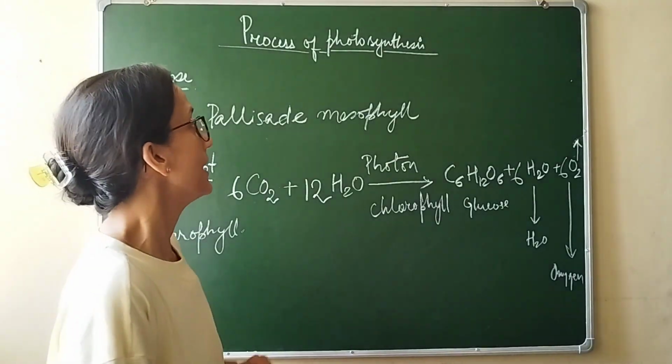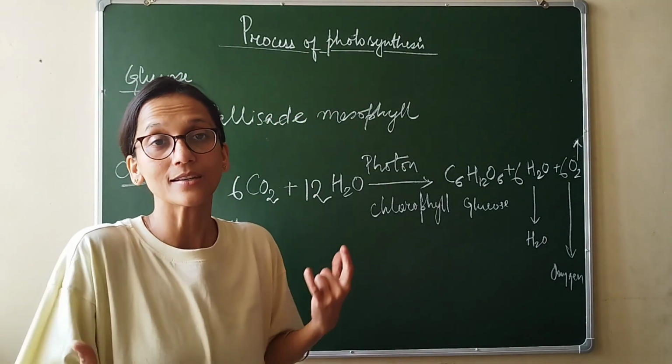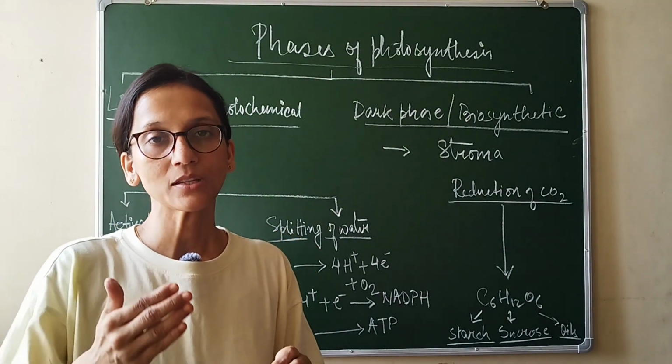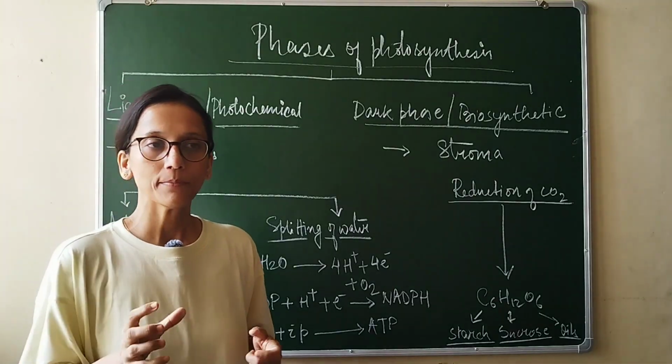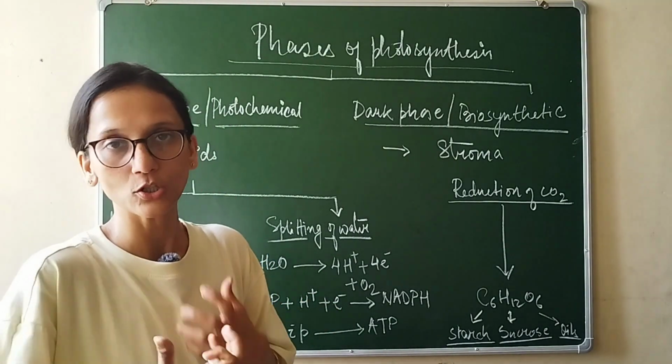Now let us understand that this process of photosynthesis happens in 2 phases. So let's understand how these phases operate. Now to understand photosynthesis, we must know the 2 phases in which this reaction takes place. Now remember, the reactions are divided on the basis of the requirement of light.